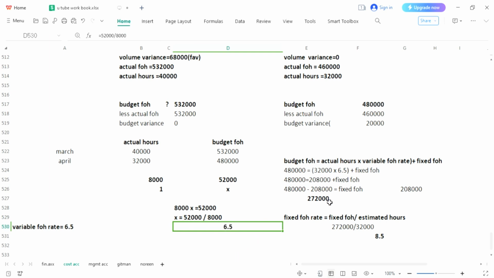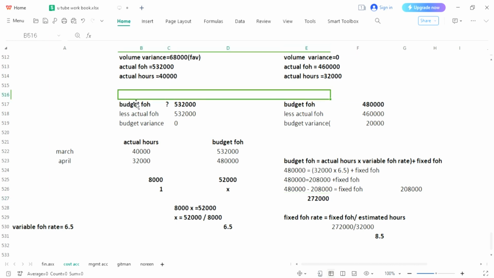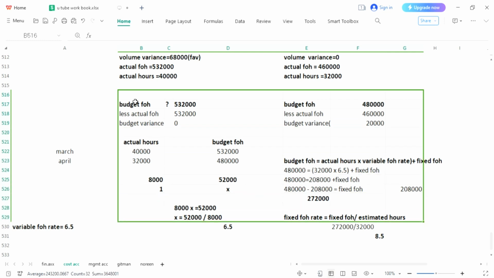6.5 to 72,000. Remaining everything is similar, but I'm requesting you to repeat this area, what we have done over here. Repeat this area 5 to 6 times. Understand it well. Even after repeating it, if you have any difficulty, please share in comment or message me. I will surely help you to understand it.